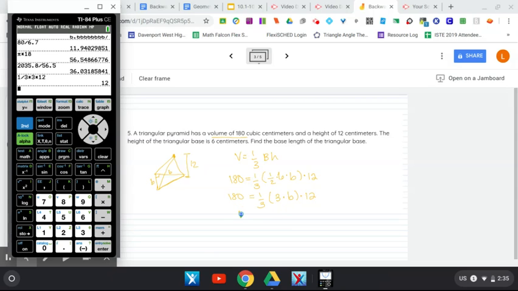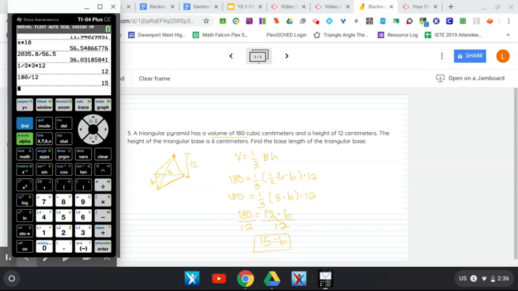So I have 180 equals 12 times the base. Now I can divide by 12 so that I can have just the base here. So I'm going to do the base equals 180 divided by 12, and you get 15. So the base length for that triangle is 15 centimeters.